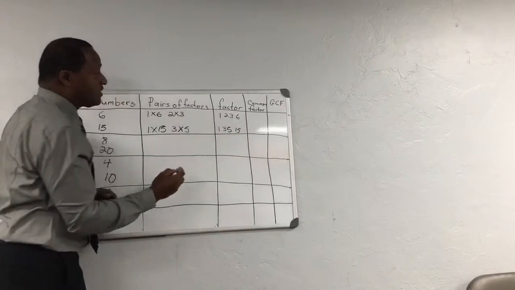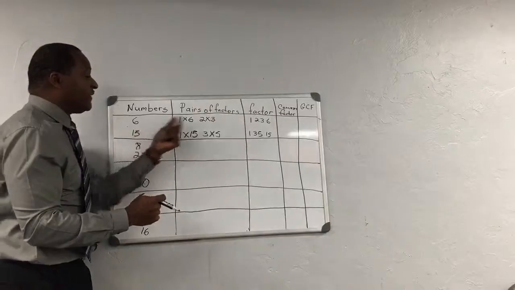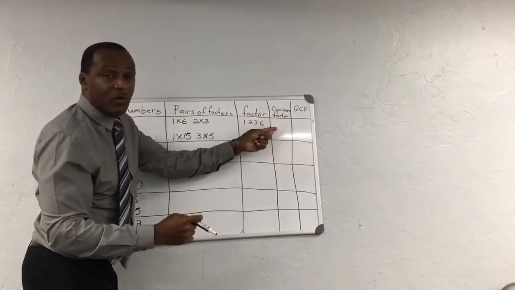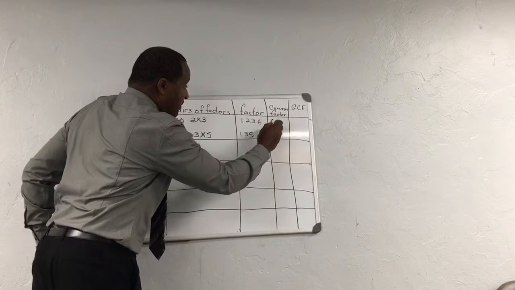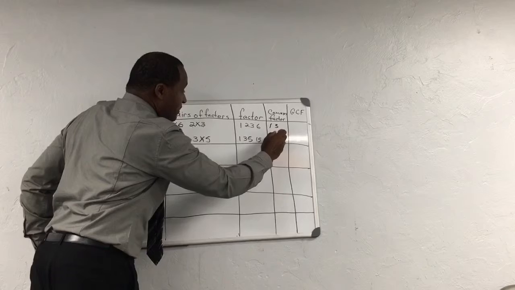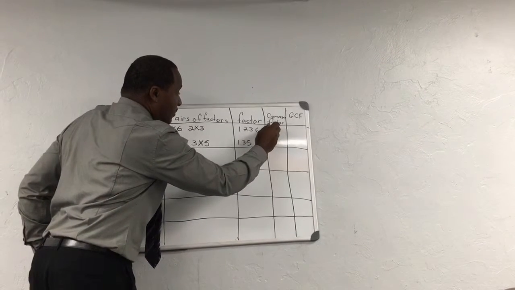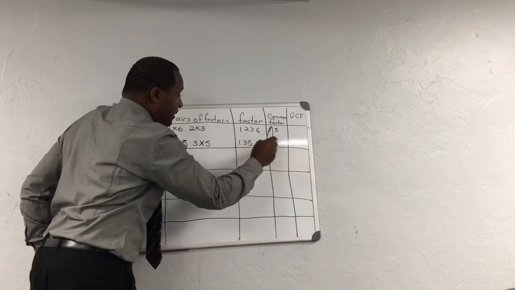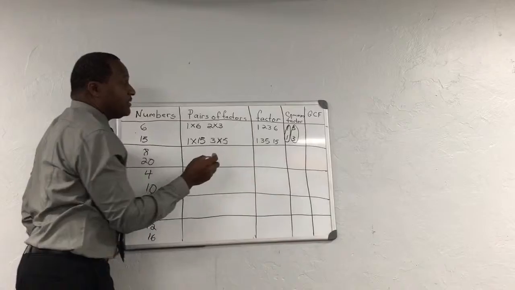Okay, now we're going to find out what between the 6 and the 15 is common, or what's the same. 1 and 3. All right, 1 is the same. 3 is the same. And that's it. Is there any others? Okay. No. So we got a 1 up here and a 1 down there. We got a 3 up here and a 3 down there. So we got them the same.